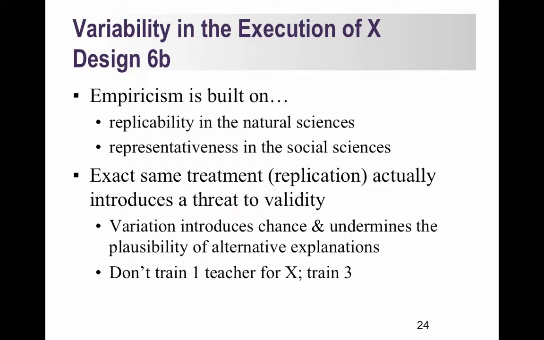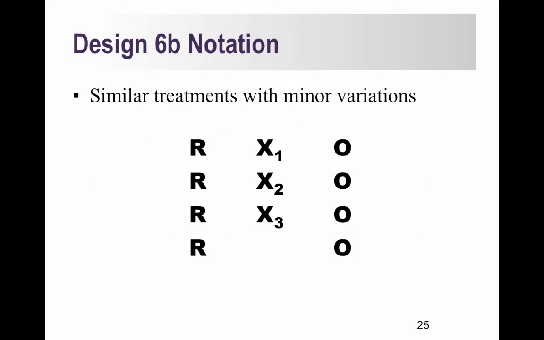So it's important to remember here that empiricism is built on replicability in the natural sciences or representativeness in the social sciences. In fact, it turns out that exact replication in the social sciences may actually introduce a new threat to validity. Variation introduces chance and begins to undermine the plausibility of alternative explanations for the treatment effect. So in this case, let's not train one teacher for the treatment, but we'll actually train three. So we have similar treatments with minor variations.